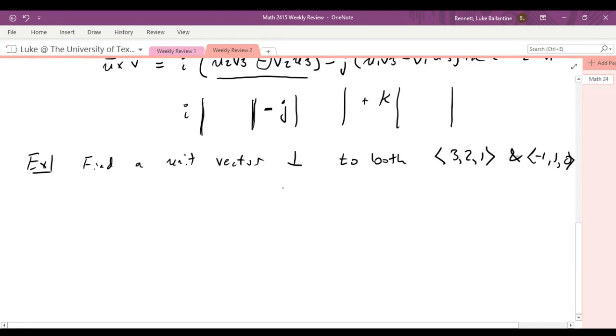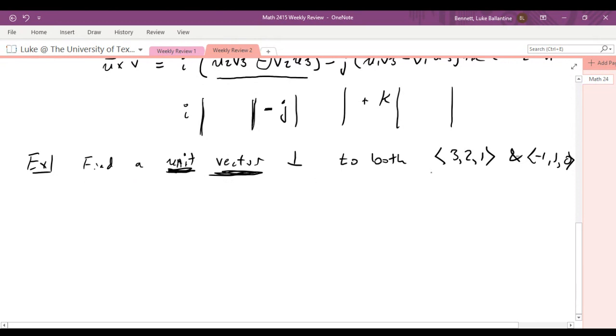Okay, so how do we find a vector orthogonal to two vectors? How do we even do that? Any ideas? Cross product. Now, how would we make it a unit vector? It has to be a special type of vector. We can find a vector by taking the cross product, but how do we make that a unit vector? Yep, that's right. We divide by the magnitude.